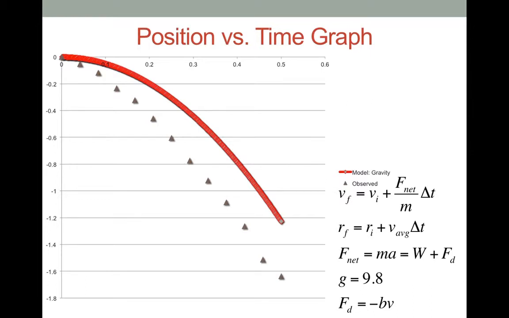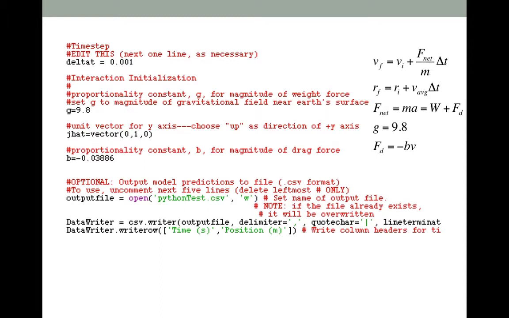For the next model, I had to take drag into account, so the proportionality constant, or B, for the magnitude of drag force had to be found. This was done by looking at different vectors on the Python shell and seeing when the y vector would be approximately the last y of the observed model. Thus, a value of negative 0.03886 was found.